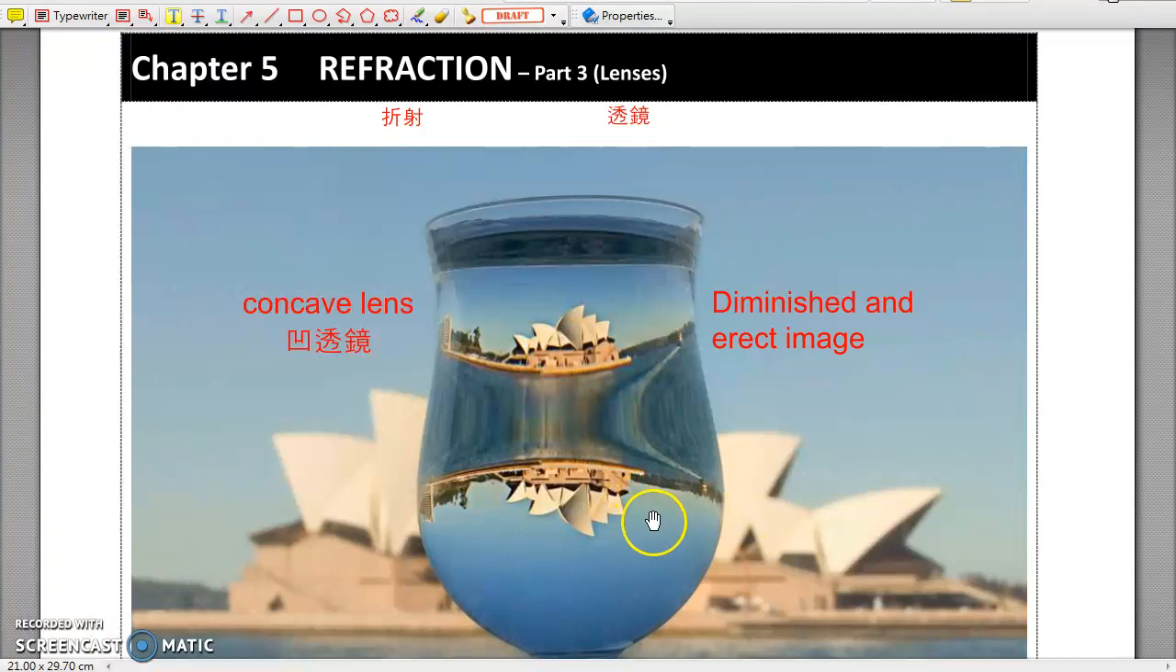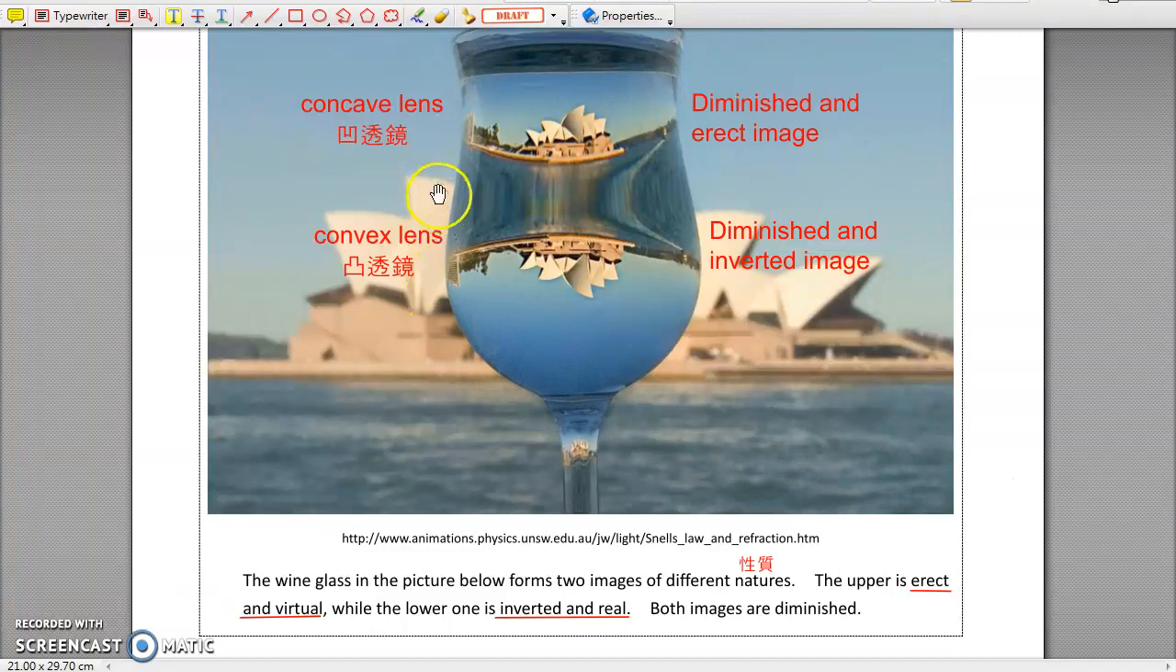For the lower part, the image is diminished and inverted, and this part of the wine glass refracts light as a convex lens. So you see that different lenses may form images of different natures. In fact, the upper image is erect and virtual, and the lower image is inverted and real.